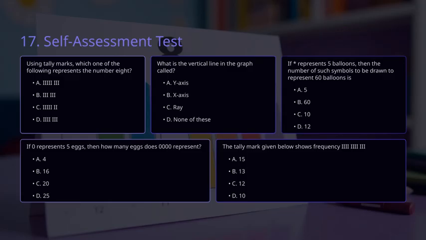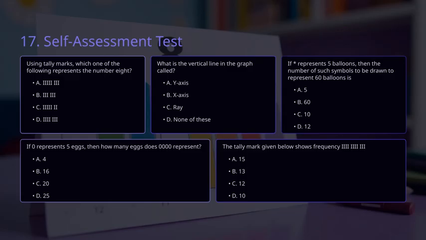Next, we look at the question about the eggs. If 0 represents 5 eggs, then what does 4 represent? This is a bit of a trick question, but the key is understanding the relationship between the symbol and the quantity. It's a simple proportional idea, so if 0 is 5 eggs, then 4 would logically be 20 eggs.